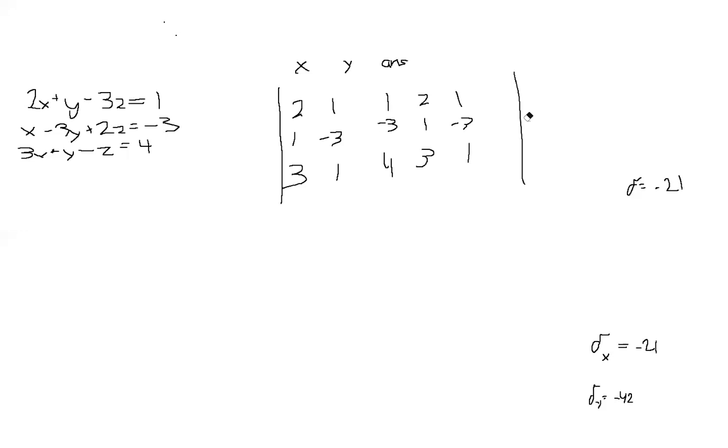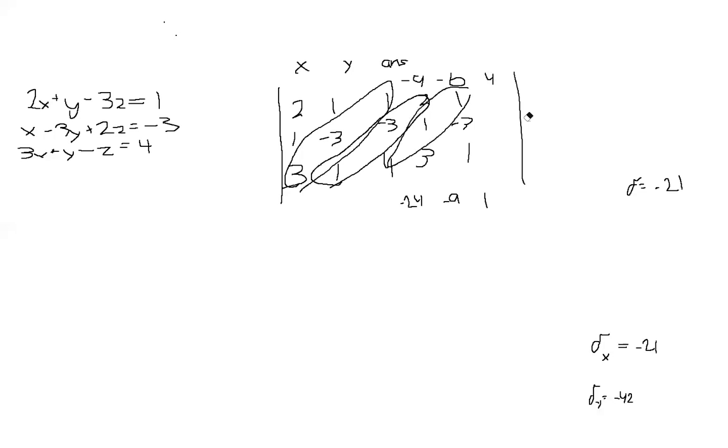And now we multiply. So 2 times negative 3 times 4, 8 times negative 3, negative 24. 1 times negative 3 times 3 is negative 9. 1 times 1 times 1 is 1. So now we're going the other way. 3 times negative 3 times 1, negative 9. 1 times negative 3 times 2, negative 6. 4 times 1 times 1 is 4. So on the top, we get negative 11. And then on the bottom, we get negative 32.